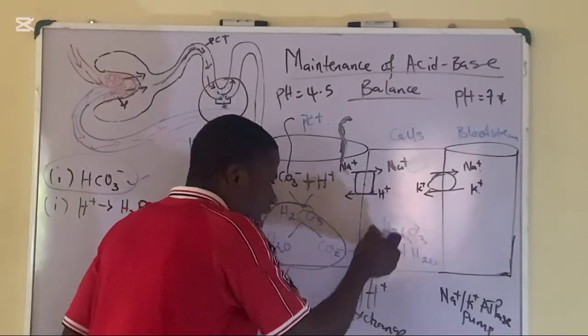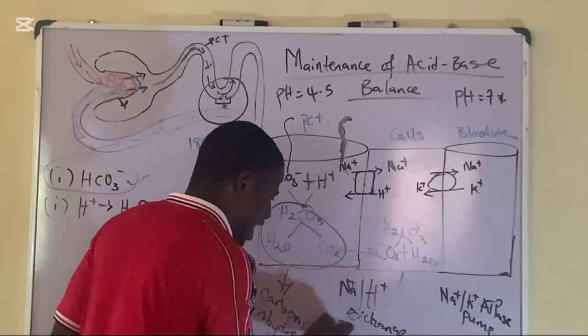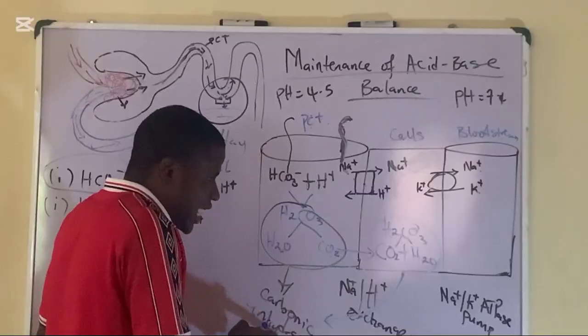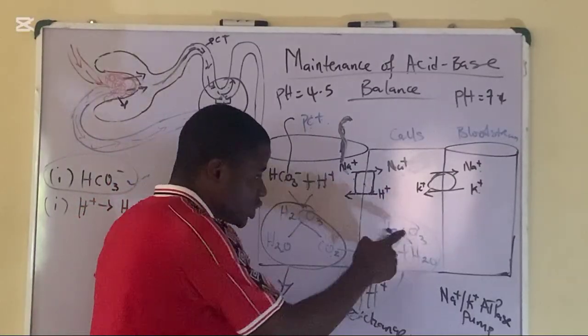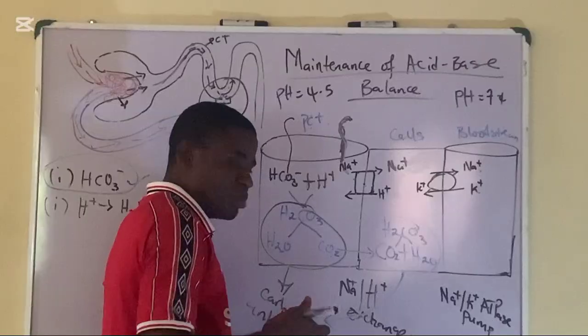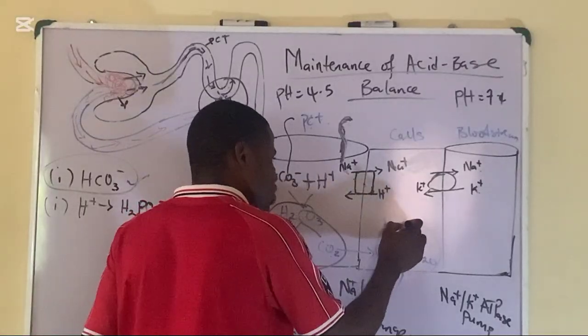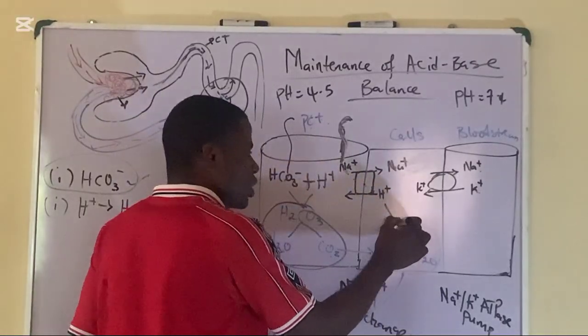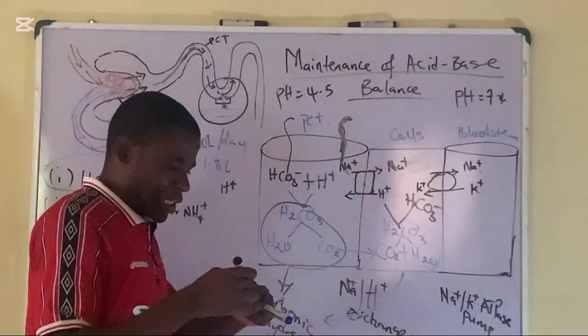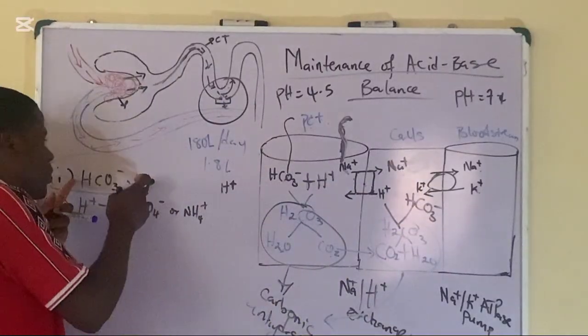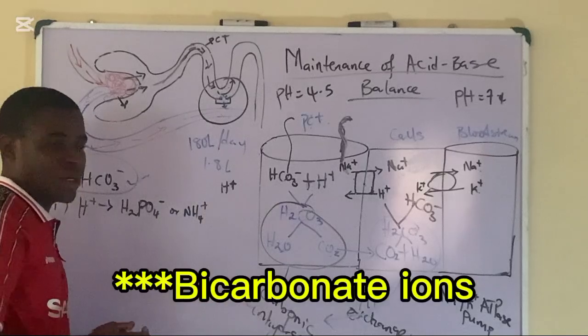And this reaction is also catalyzed by carbonic anhydrase. Does that make sense? Now the H2CO3, which is carbonic acid, being an acid, can now dissociate into hydrogen ion and bicarbonate ion. Now, have you seen what I've said? That we are looking at reabsorption and production of hydrogen ion.